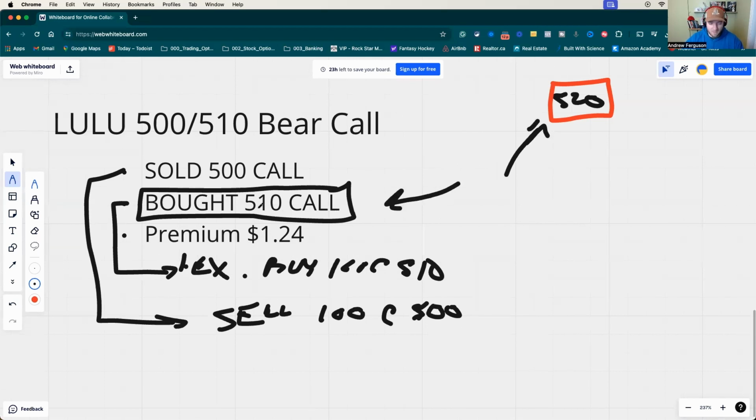You want to exercise this, buy at 510, sell at 500. Then your capital loss is only $1,000, right? And also you can take into account that your premium there at 124 would go to offset some of the damage. So it ends up being roughly, let's make this red for loss, negative 876. So not terrible, considering it could be a lot worse when you sell at 500 and have to buy at 520, or again 530, 540.